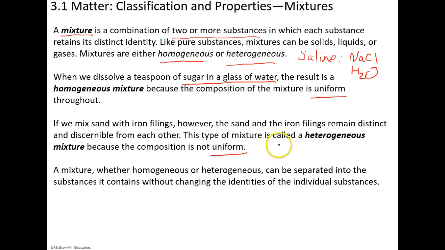Like oil and water. Oil floats on top of water. You can actually see them. Italian dressing is a perfect example. There's so much stuff in there. It is a mixture, but I would consider that a heterogeneous mixture.